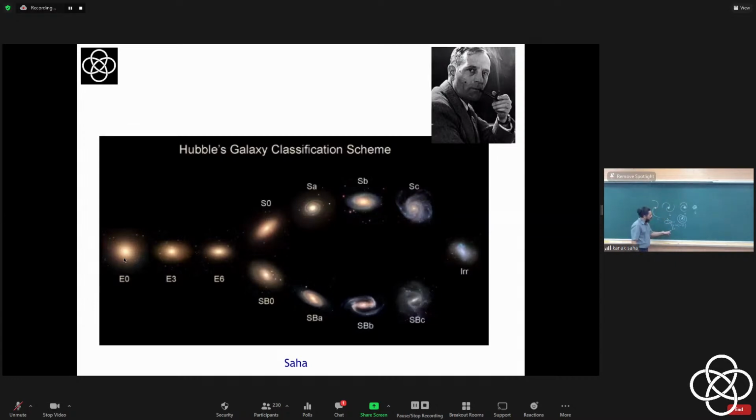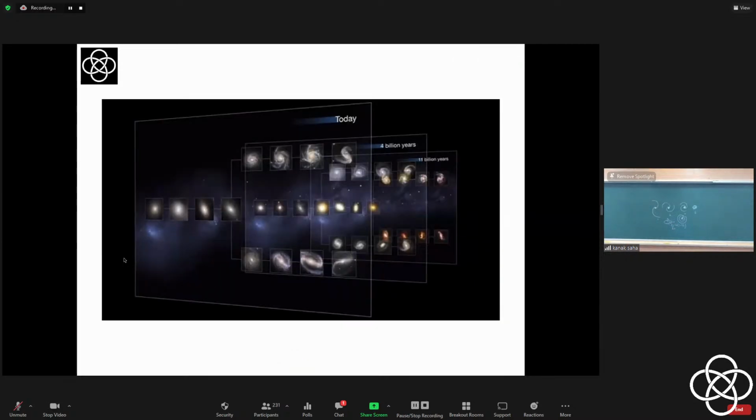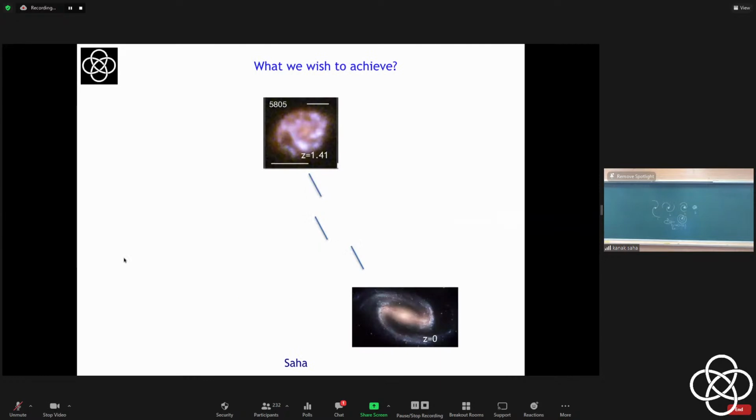All right. So En tells you that as it goes from 1, 2, 3, 4, it gets more and more flattened. Otherwise, it could be the round E0 galaxy. Now, as you will see in just a moment, what I wanted to show.